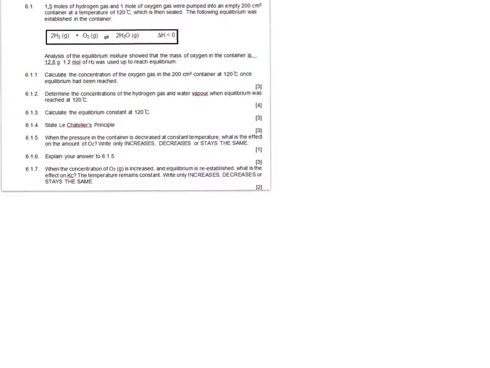Right, so we've been given 1.5 moles of hydrogen gas. Let's just go straight into putting this into a bit of a rice table. I'm going to write out the balanced equation. And I'm going to say we were given 1.5. That's my initial. And initial, consumed, equilibrium. And then volume and concentration.